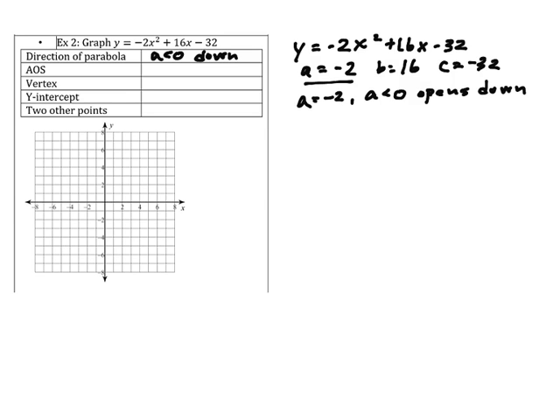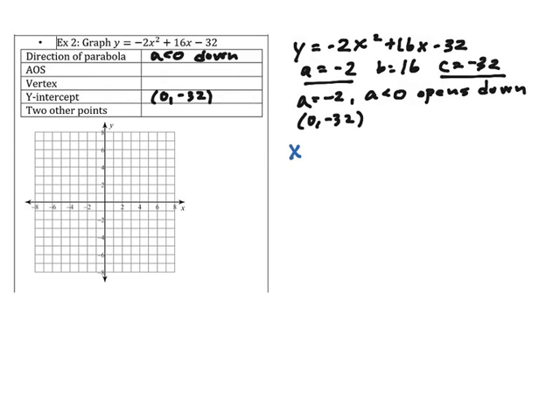Now the axis of symmetry and the vertex I'm going to go ahead and skip for now. The y-intercept can be determined by C. So that's going to be 0, negative 32. Okay. Now, let's go ahead and solve for the vertex using our formula.